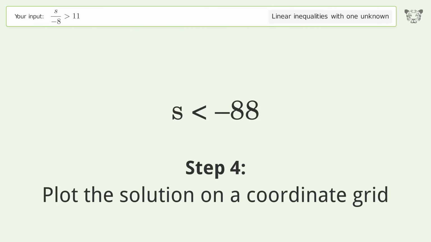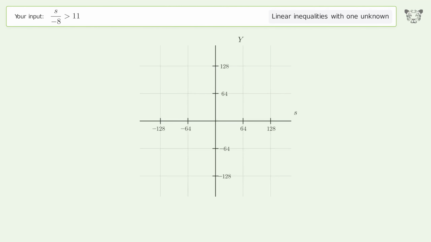Plot the solution on a coordinate grid. And so the final result is s smaller than -88.